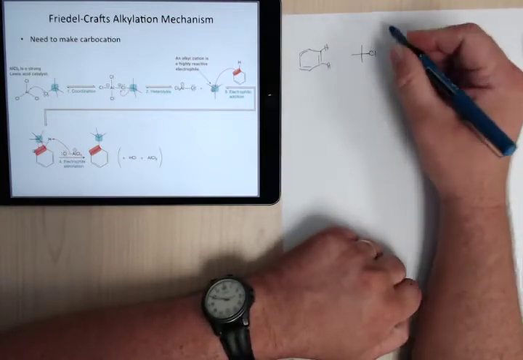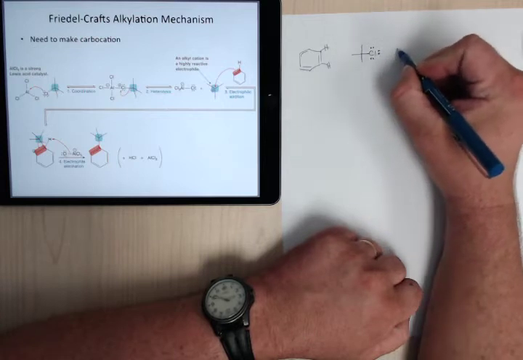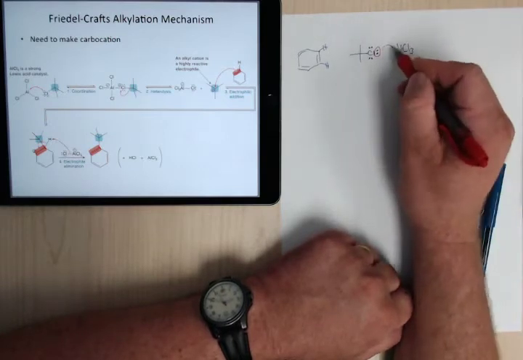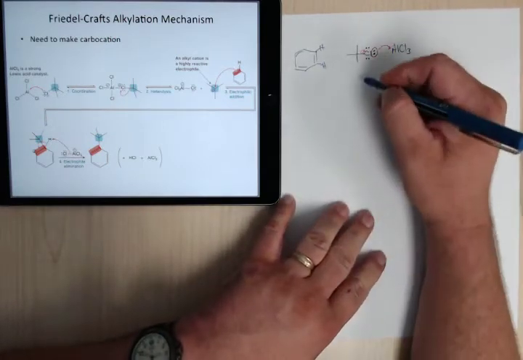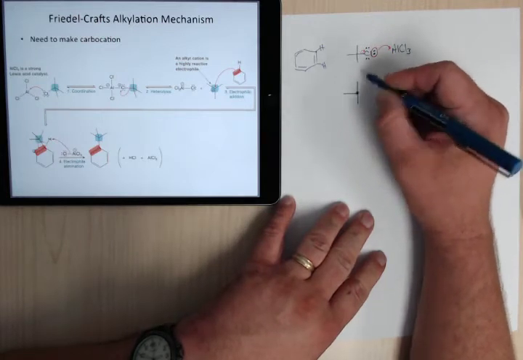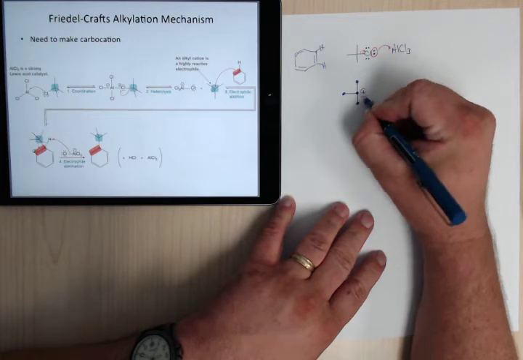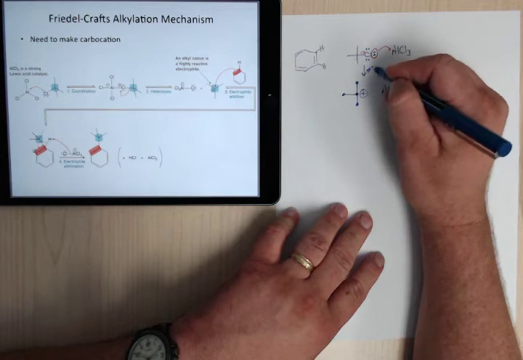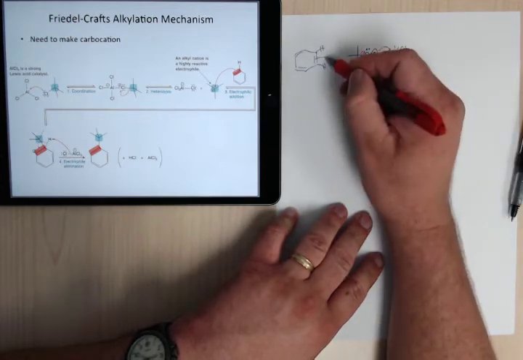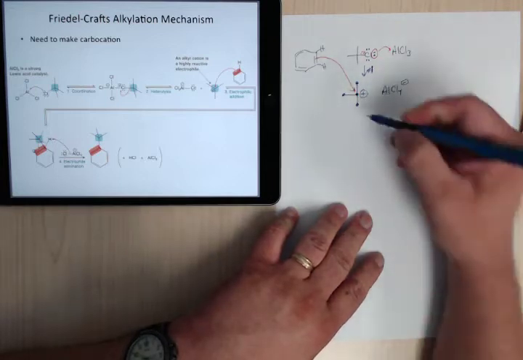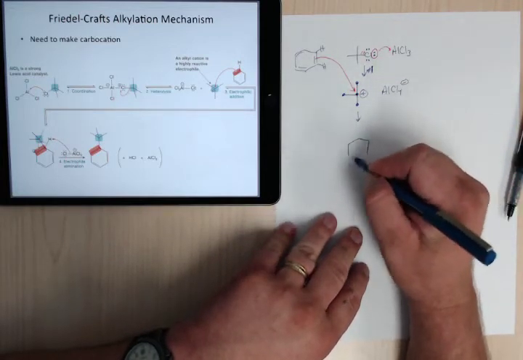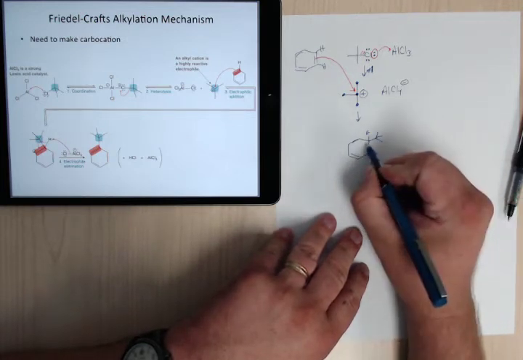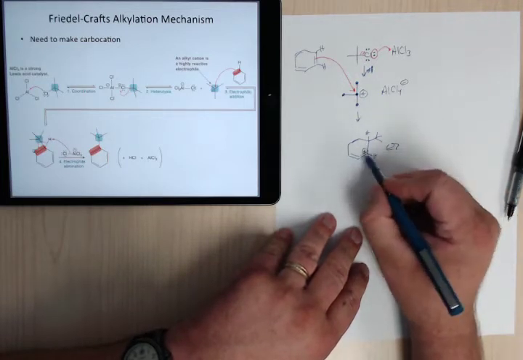So Cl, AlCl3, right? So again, just like the chlorine, this is going to attack there and suck those electrons with it. And so what you're going to end up with is this positive charge and AlCl4. Step 1. Step 2, benzene attacks, right there. And you can get the resonance structures. Do the resonance structures.